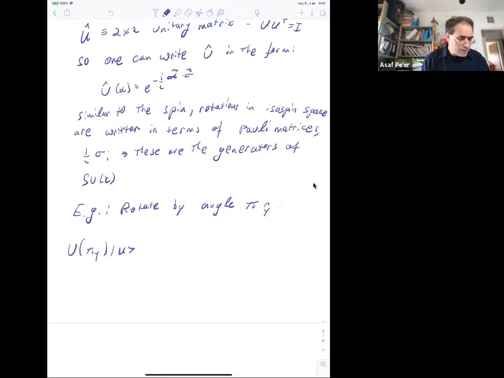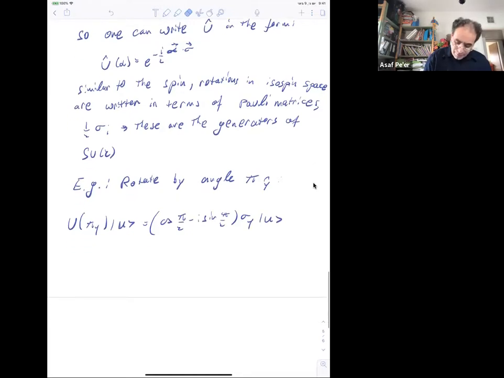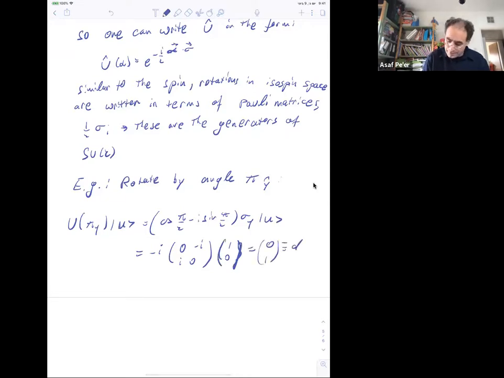Now, what is that? That just means cosine pi over 2 minus i sine pi over 2 times sigma y times u. I write it down as just minus i, where sigma y is (0, minus i; i, 0), and u is (1, 0). So this gives me (0, 1), which is, of course, the down state.